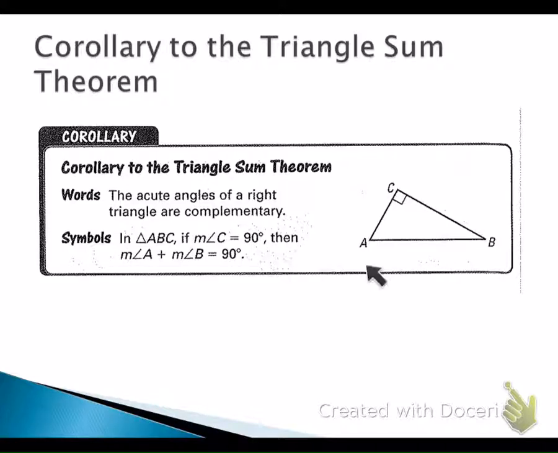We get that because all three of them together would have to equal 180. So if one of them is 90, that leaves a total of 90 degrees to split between the other two angles.